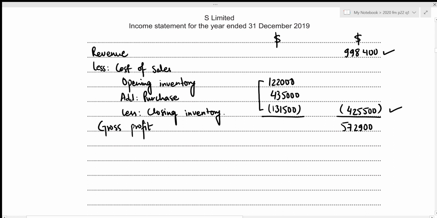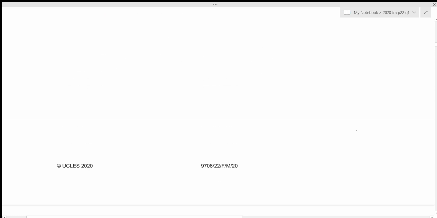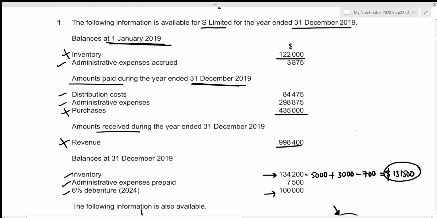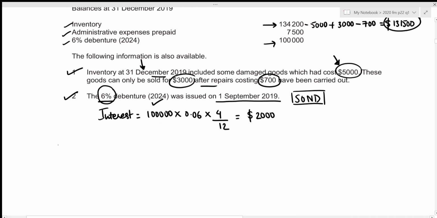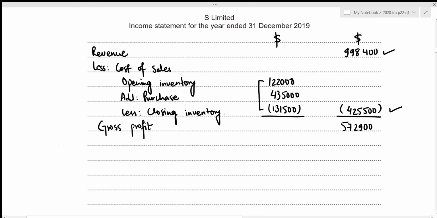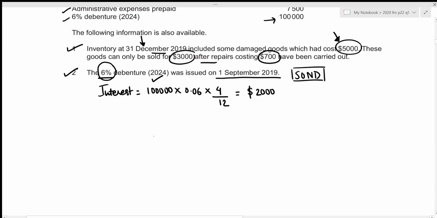All right, now the next step would be to add any sort of incomes that we have. So let's have a look above. We can see that in our section for amounts received, the only income is of revenue, which means that we don't have any other incomes. So now we can jump towards our overhead section. Let's do that. So now we need to subtract all of our overheads. Let's have a look above.